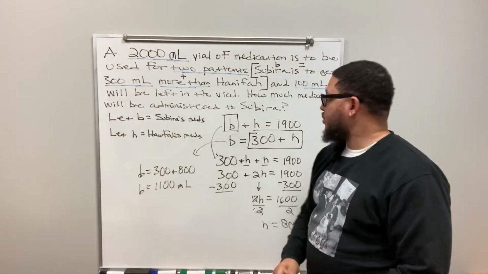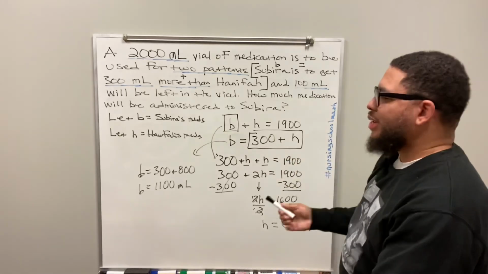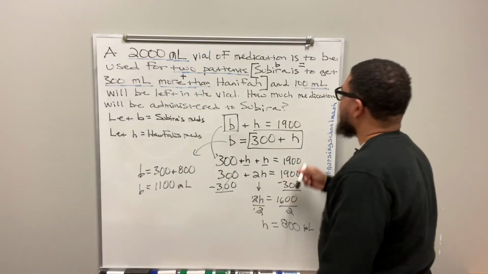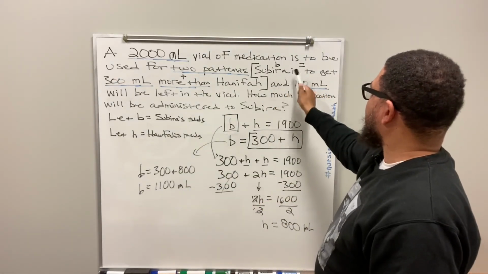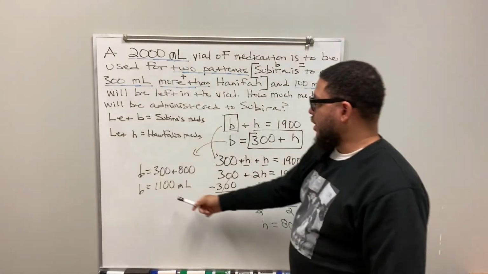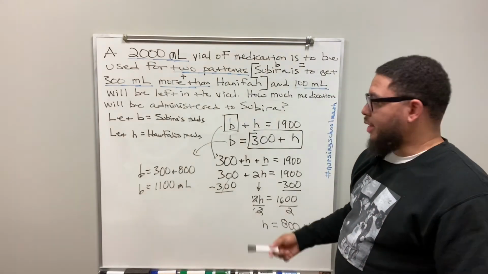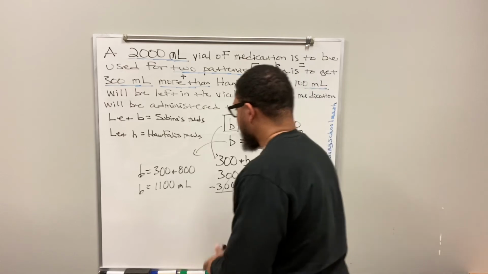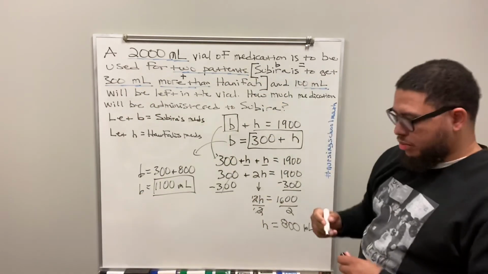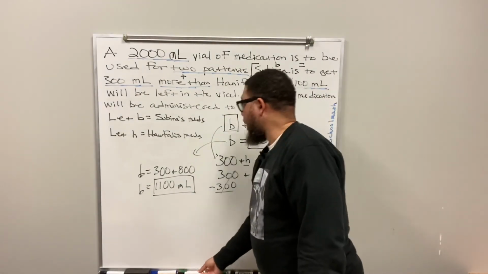But we're not done yet. It works for the first equation, but we have to make sure it works for the second equation. And we kind of already know what it's going to be, because we just used the second equation to get that number, right? But let's just be sure. Sabira is to get 300 milliliters more than Hanifa. Is 1,100 300 more than 800? It is. So this is how much she's going to get administered out of that 2,000 milliliter vial, which will have 100 milliliters left inside of it.